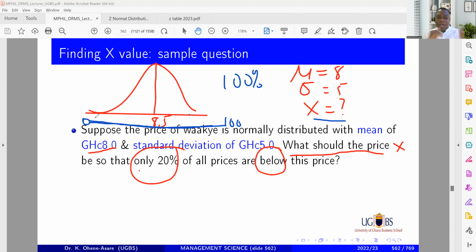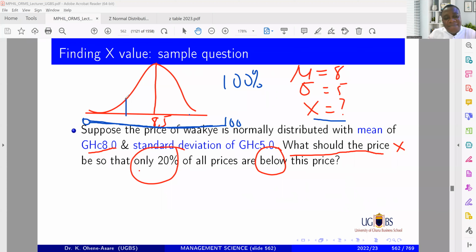Remember, we are going from 0 to 100%. Where do you think 20% will be? I'm getting some answers already. The 20%, all of you are right. The 20% is going to be below the 8. 50% will be at the 8, because remember, that's the mean. So if 20% will be below 8, all you have to do is identify a point here.